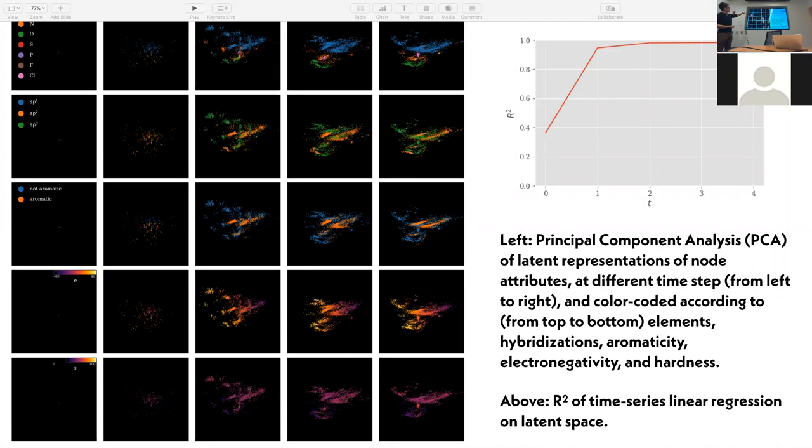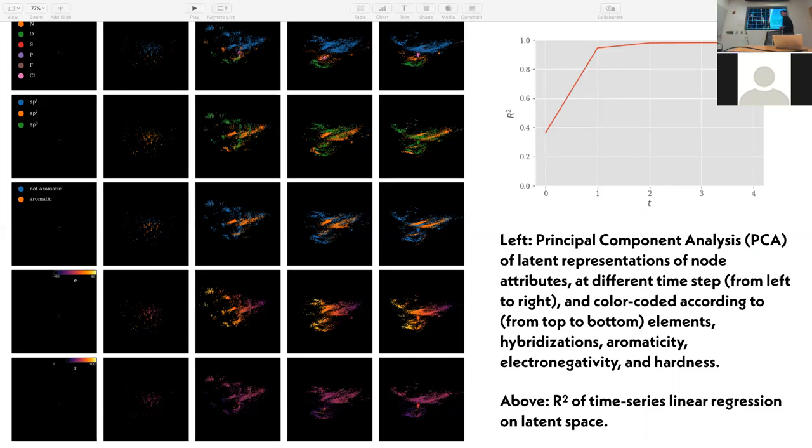And it seems that in the latent space, it can already distinguish the different hybridization types, although we did not feed it to the structure directly. It can determine whether it's aromatic or not, and you can see that it's pushing the atoms with different predicted answers to different corners of the latent space.